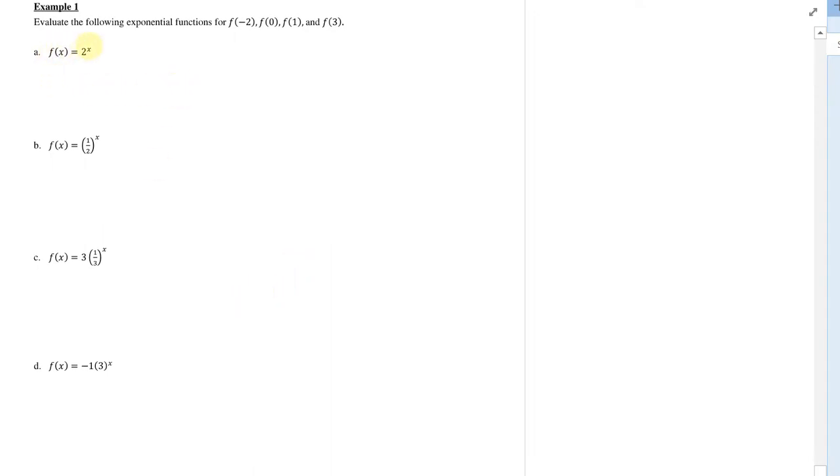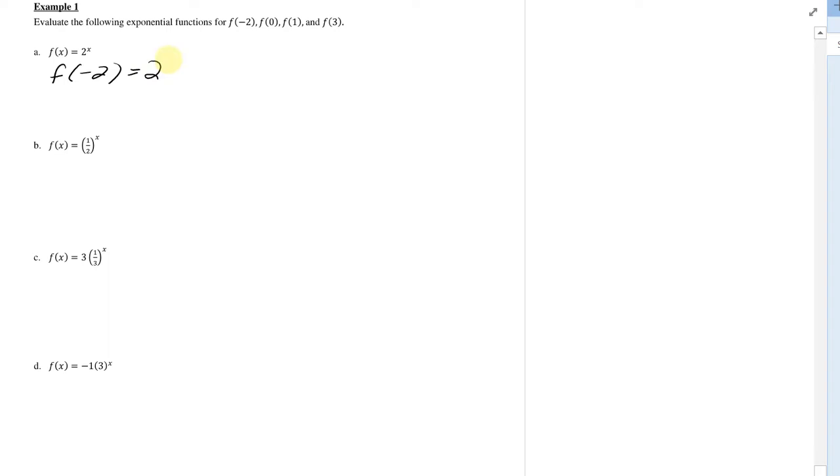So I'm going to tell you a function, and then I want you to evaluate the function for these values. I'll walk through the first one with you. For this first one, I need to evaluate f of negative 2. That means that for this particular function, this is 2 to the x. So wherever I see the x, now I replace it with this negative 2.